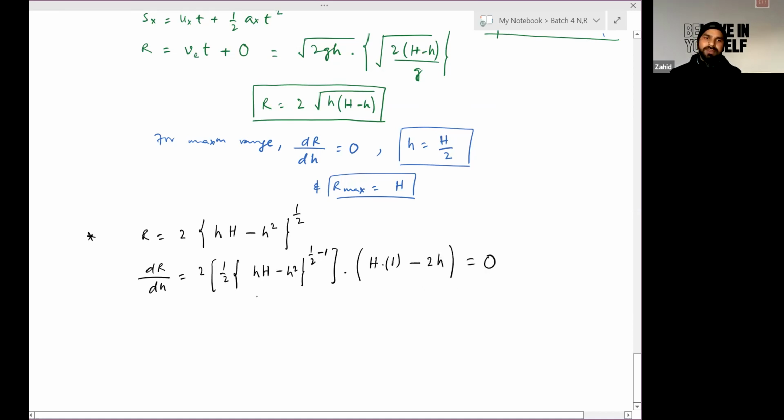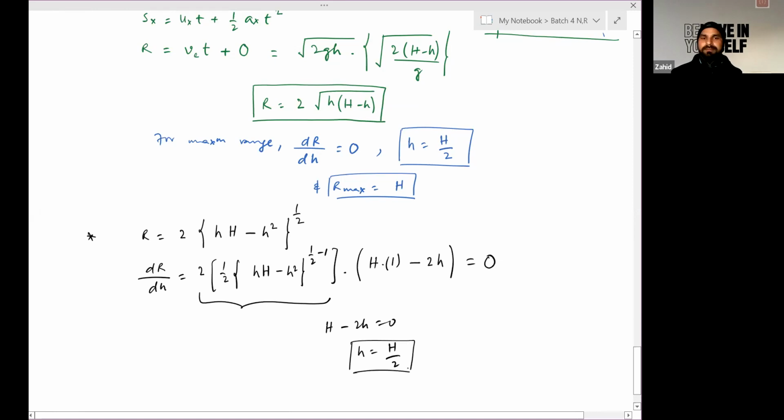Put it to 0. This entire part will move to the denominator as it has a negative exponent. On moving to the right-hand side, multiplying or dividing with 0, this entire term will become 0. So you're left with H minus 2h equals 0. So h will be H by 2.